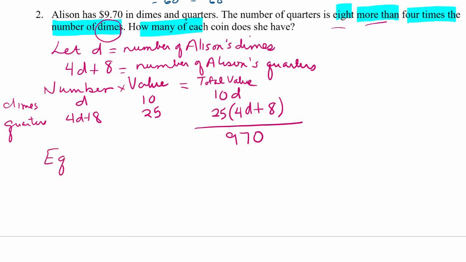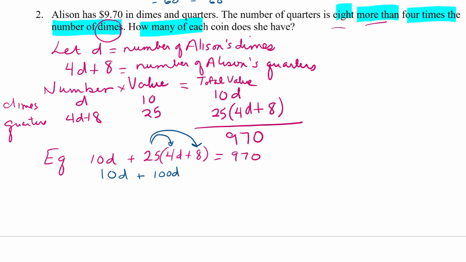So what's the equation? Well, the equation again is 10D. This is your value of the dimes. That's how much money she has in dimes, plus 25 times, in parentheses, 4D plus 8, and that's going to equal 970. And so our first step will be, of course, this distribution, right? I know you know that. And so we get 10D plus, here we get 100D, right? 4 quarters, 4 times 25, 100D, plus 200, 8 25s, right?